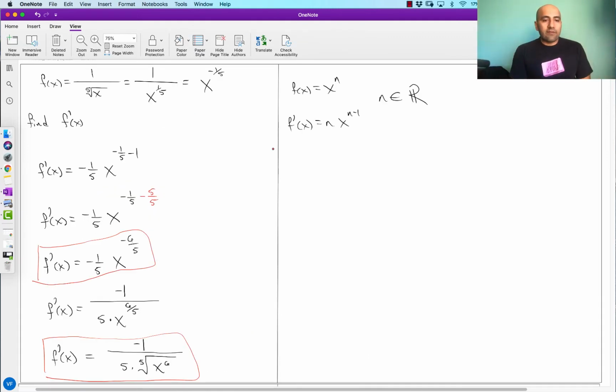Okay, so that was lots of different examples of how to use the power rule to solve a variety of functions that can apply the power rule.